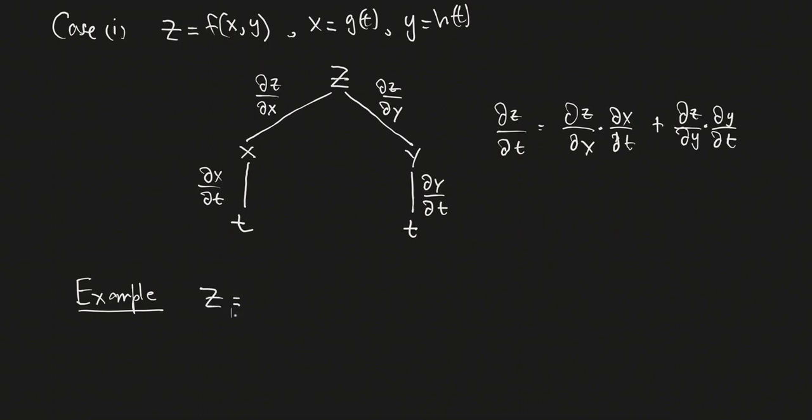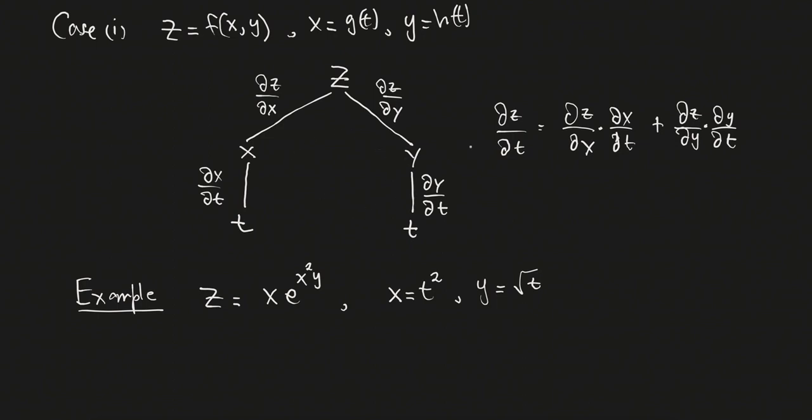So let's say we have something like this: x times e to the x squared y. So let's say that's my function z as a function of x and y. But then let's go ahead and say that x is a function of t, and then let's say y is another function of t. Let's say the square root of t. All right, so there we go.